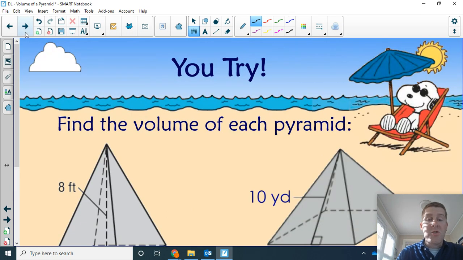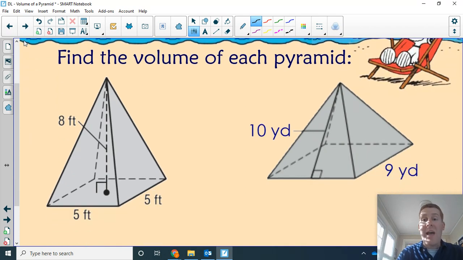So to try to keep it a little bit shorter, I'm just going to go ahead with 2 You Tries now. So pause this video real quick. Try both examples out, and I'll go over them once you finish. Go ahead and pause now.